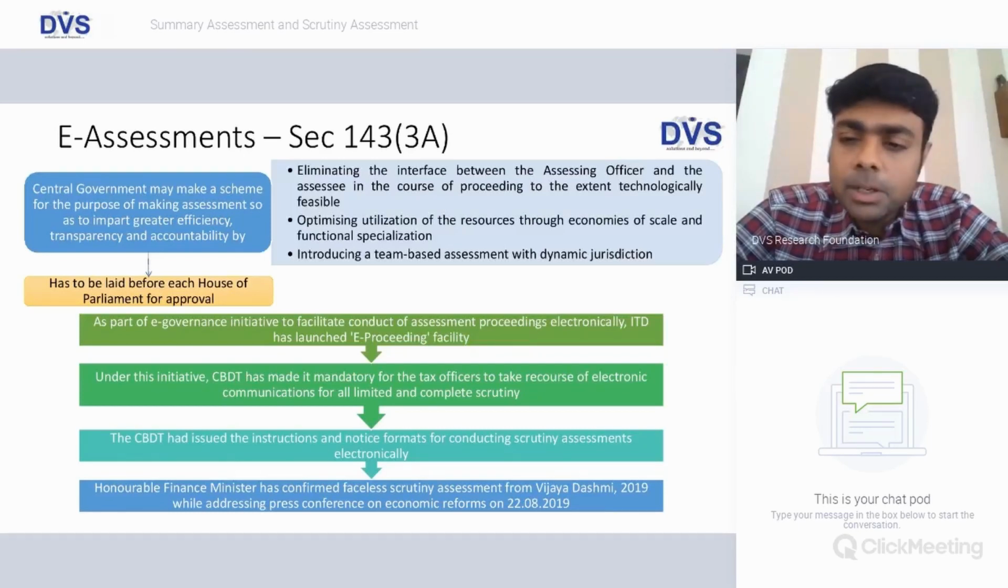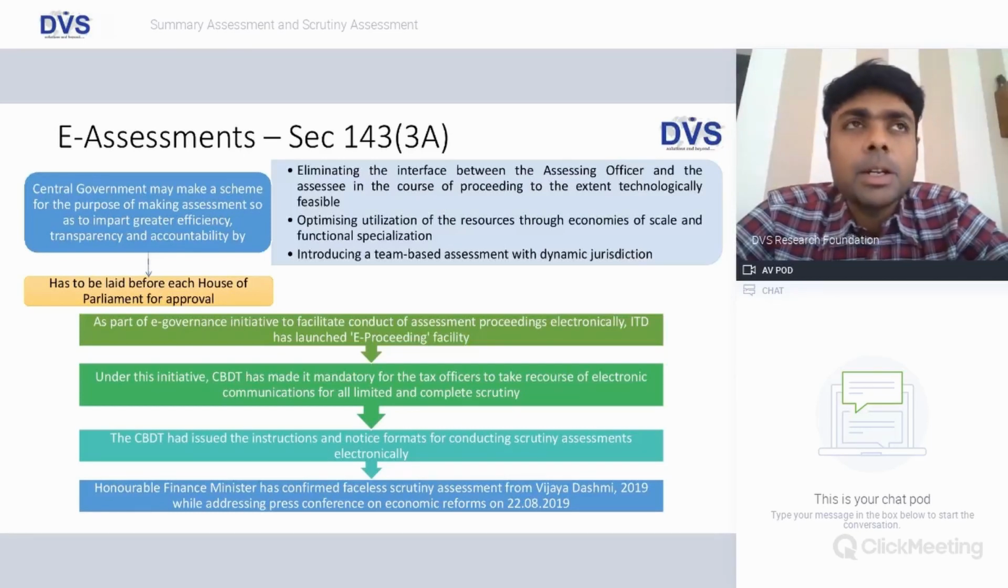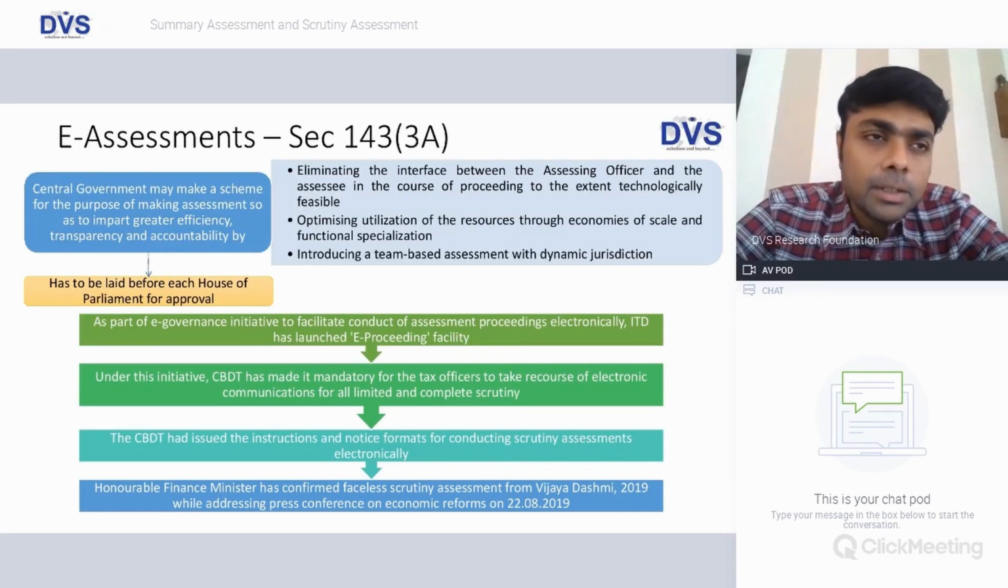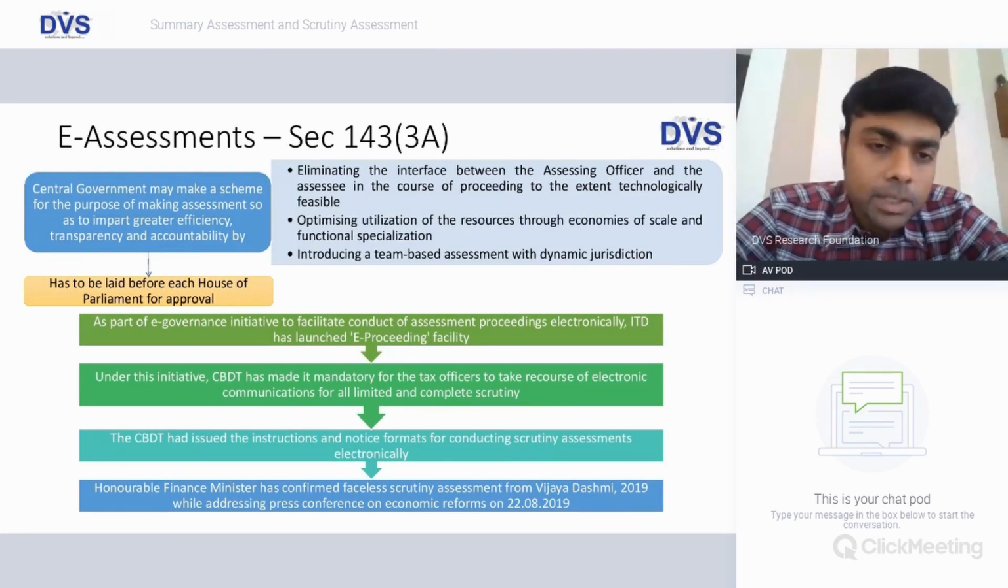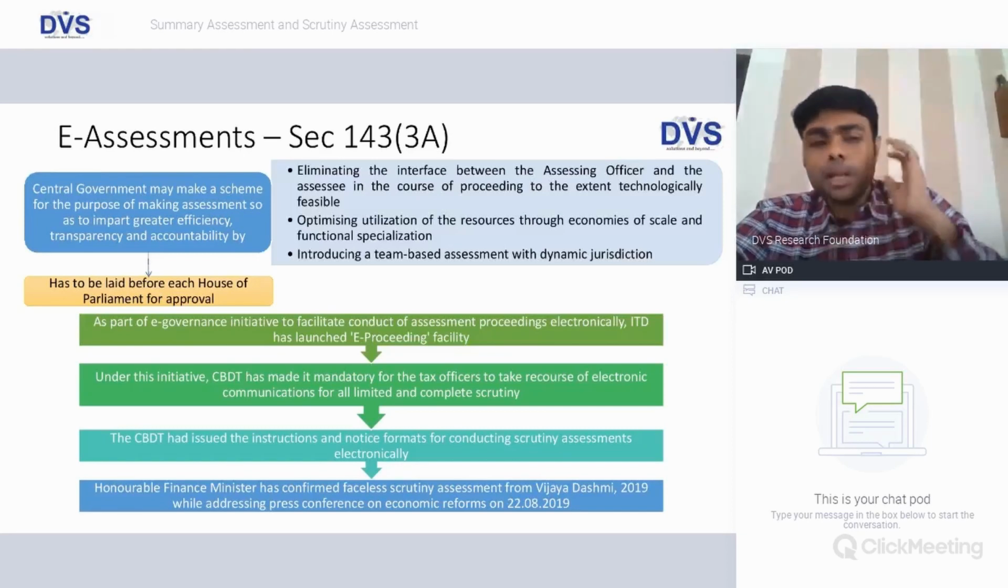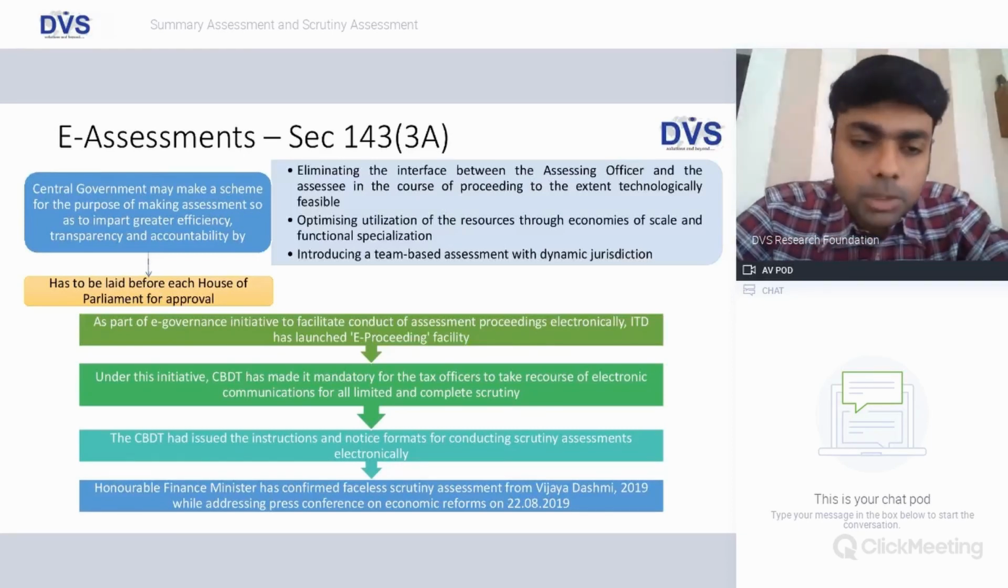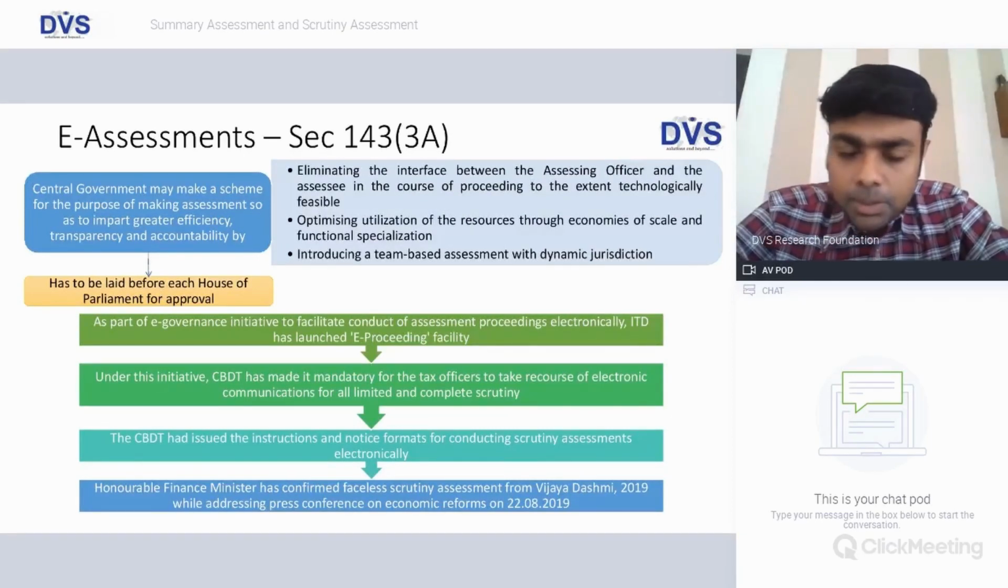the government actually did a pilot last year, if I'm not wrong, where they did e-assessment in certain specific jurisdictions where the outcome was considered to be commendable and successful. Given the success, the government is now officially planning to roll out e-assessments throughout the country. So how is it going to happen?